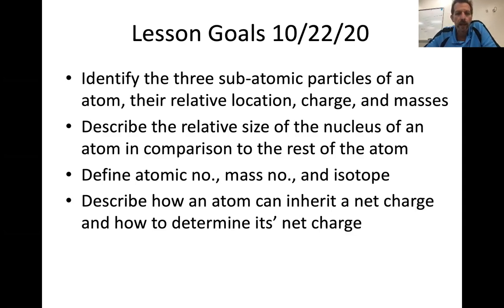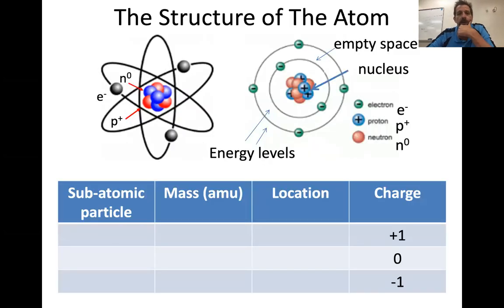And then describe how an atom can inherit what we call net charge. Atoms are supposed to be neutral, have no charge, 0. So we want to see, well, how does an atom inherit a charge? And then it's actually no longer called an atom. It's called something called an ion. So we want to see how that net charge develops. What's the root cause of that? All right, so let's get underway.